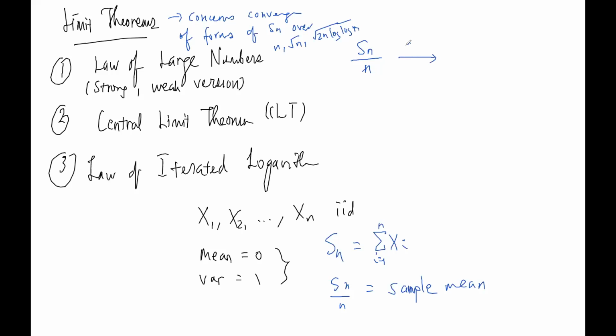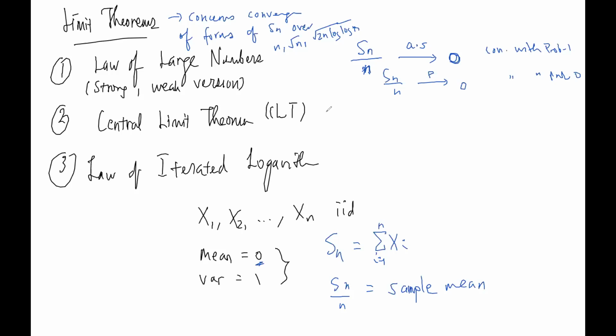This one is shown to converge almost surely to 0, the mean. Almost sure convergence is convergence with probability 1. That's the strong law. The weak law is convergence in probability to 0. So these are the two: convergence almost surely and convergence in probability of Sn over n.